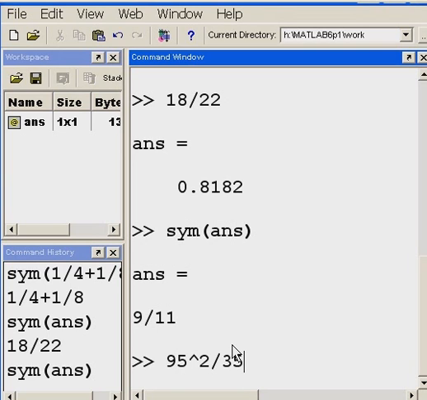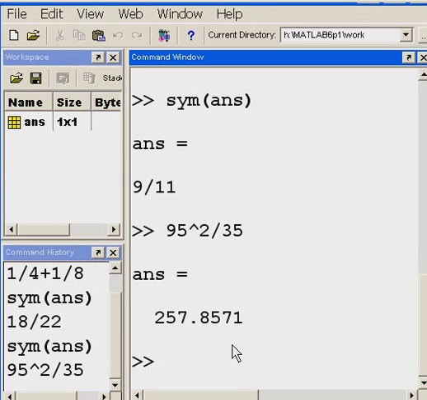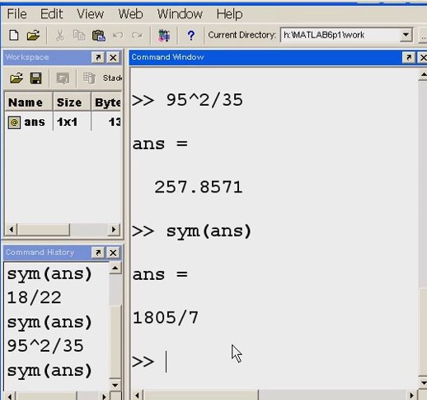That should give me 257.8571. Wow. What about the fractional representation of that decimal? What would that be? 1805 divided by 7. What do you know?